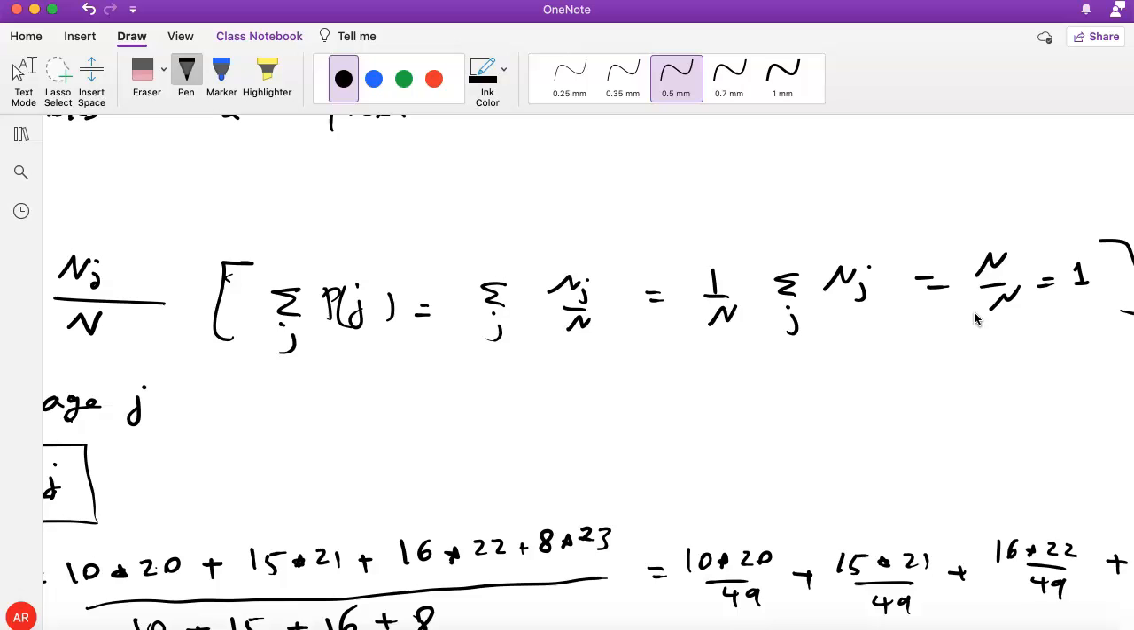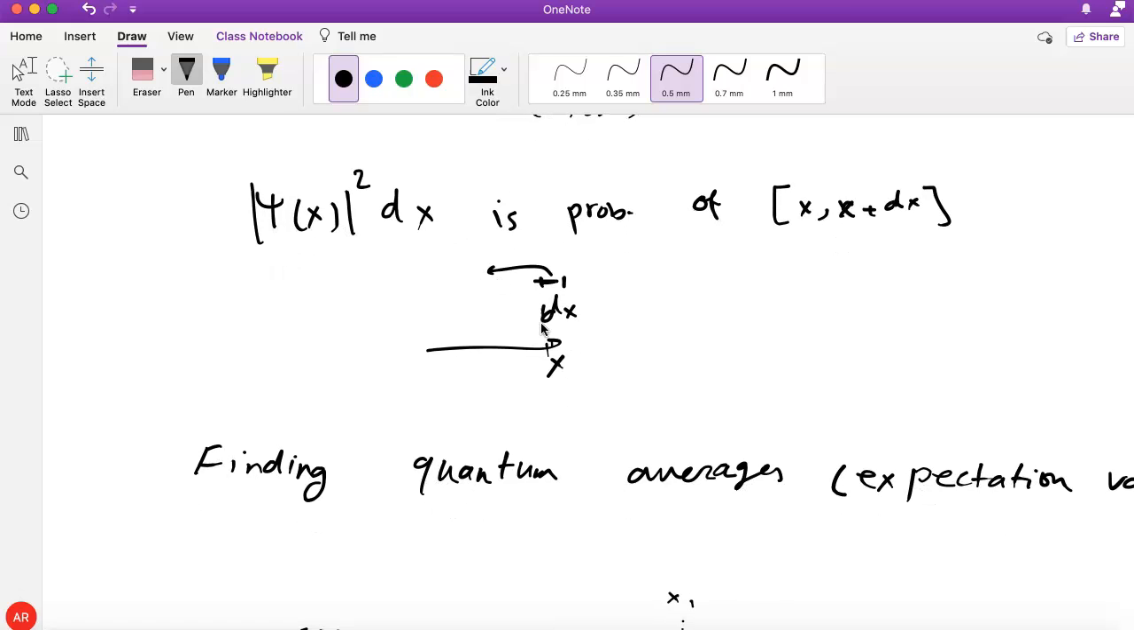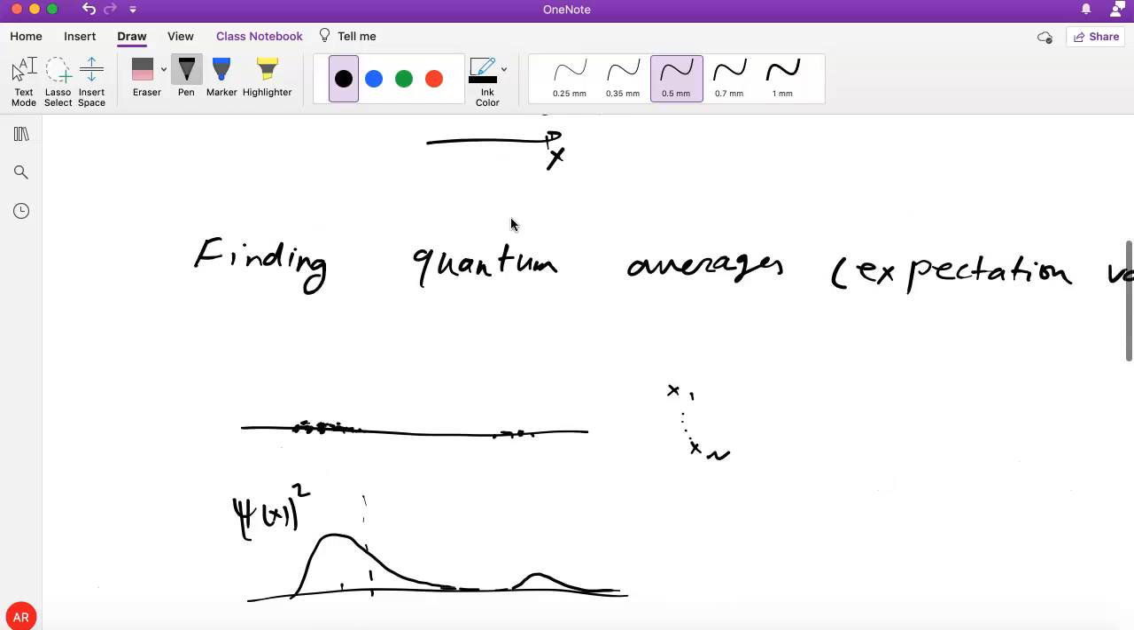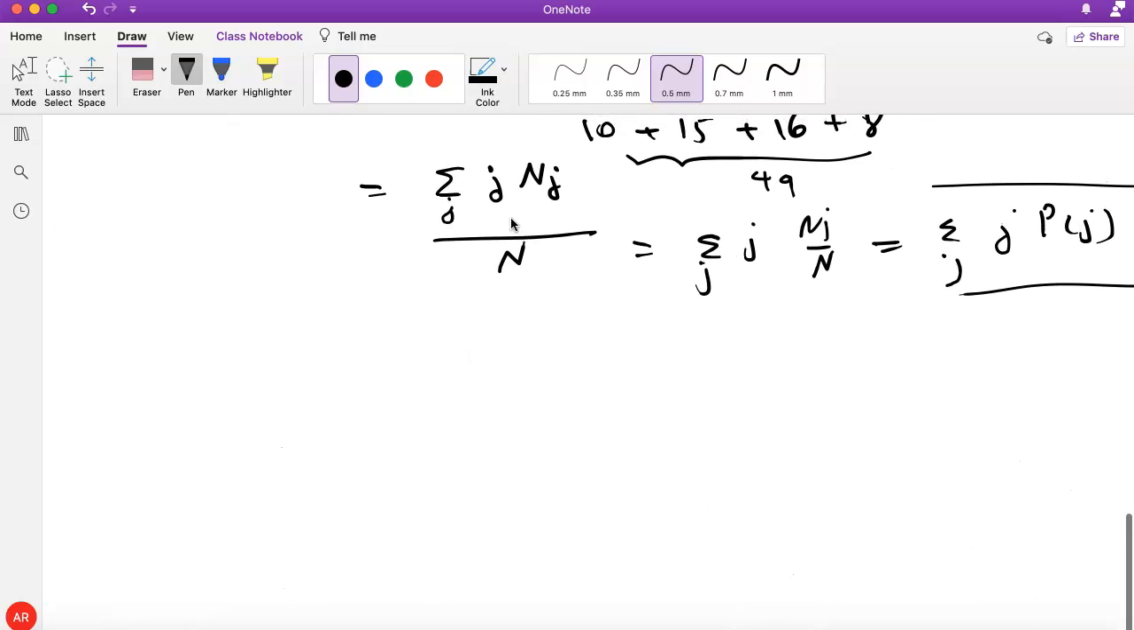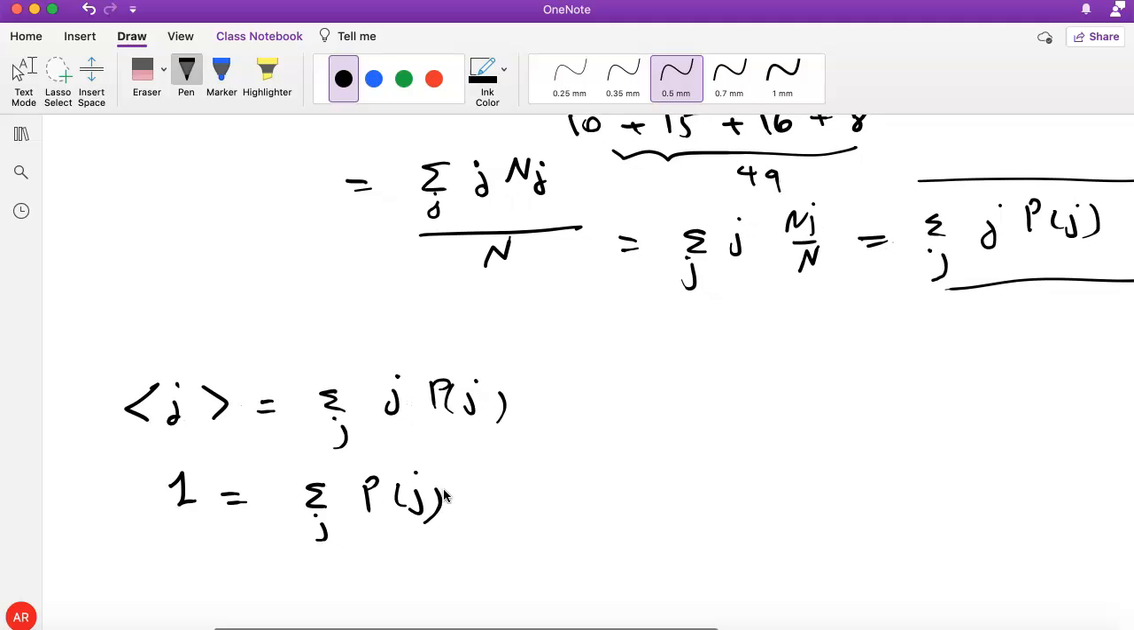In the same way that we talked about the normalization of the wave function, we said the particle is somewhere, right? So if the probability of the particle being in this tiny interval is psi of x squared dx, then an integral from minus infinity to plus infinity of that quantity is 1. So going over here in the discrete case, we say the average of j is the sum over j of j times pj, and of course 1 is equal to the sum over j of pj, the sum of all probabilities.